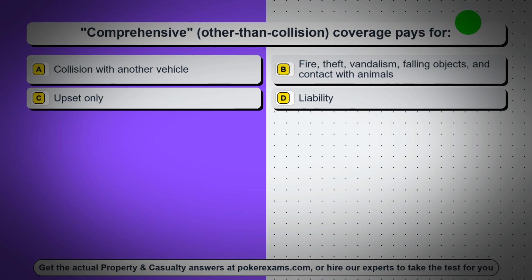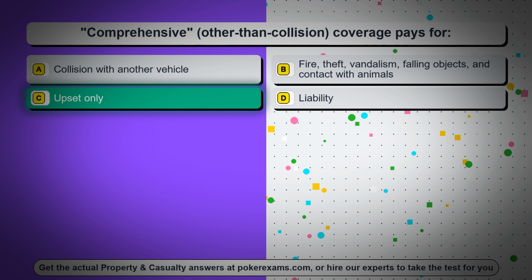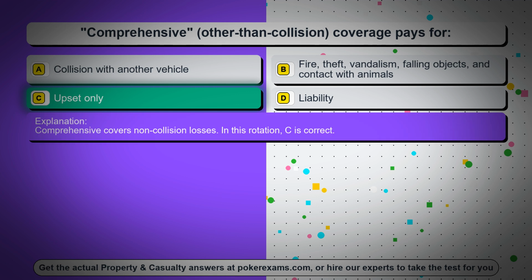Question 40. Comprehensive, other than collision, coverage pays for. Option A, collision with another vehicle. Option B, fire, theft, vandalism, falling objects, and contact with animals. Option C, upset only. Option D, liability. The correct answer is option C, upset only. Comprehensive covers non-collision losses. In this rotation, C is correct.